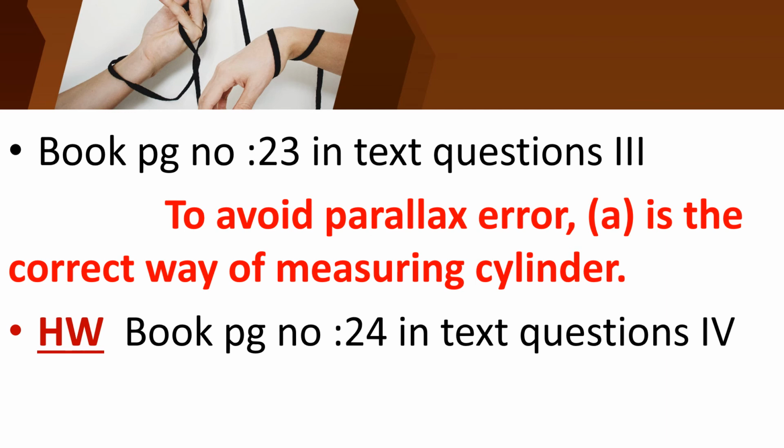Two options are given. Which is the correct way to measure with the cylinder? Option A is only correct. Is it, children? Why? What is the reason? To avoid parallax error. Yeah, write it. Mark A as correct and write to avoid parallax error. A mark பண்ணிட்டு கீழே to avoid parallax error அப்படி சொல்லி எழுதிக்கோங்க. Okay?